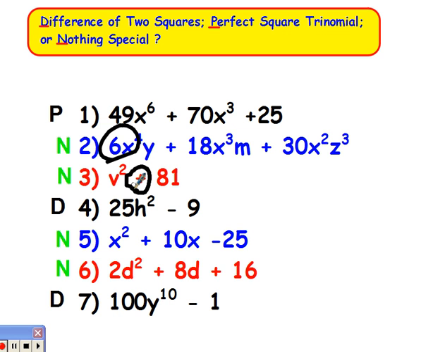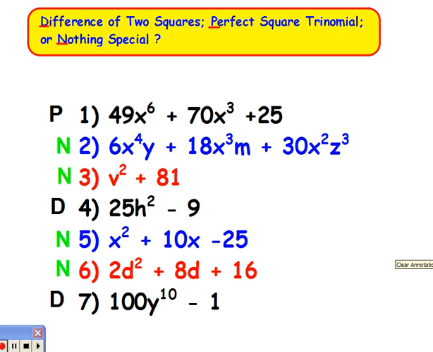Number 3 is a sum of squares. There is absolutely nothing special about a sum of squares. And remember, usually you can't even do anything to a sum of squares unless there happens to be a common factor that you can factor out. Number 4 is the difference of two squares. We're squaring 5h, and we're squaring 3, so it's the difference of two squares.